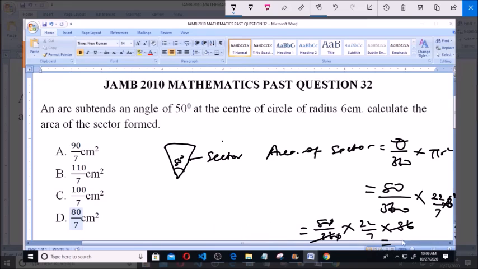This is equal to 5 times 22 over 7. Now 5 times 22 over 7 will give us 110. So this is equal to 110 over 7 centimeter square, which is option B. So this is the area of the sector.